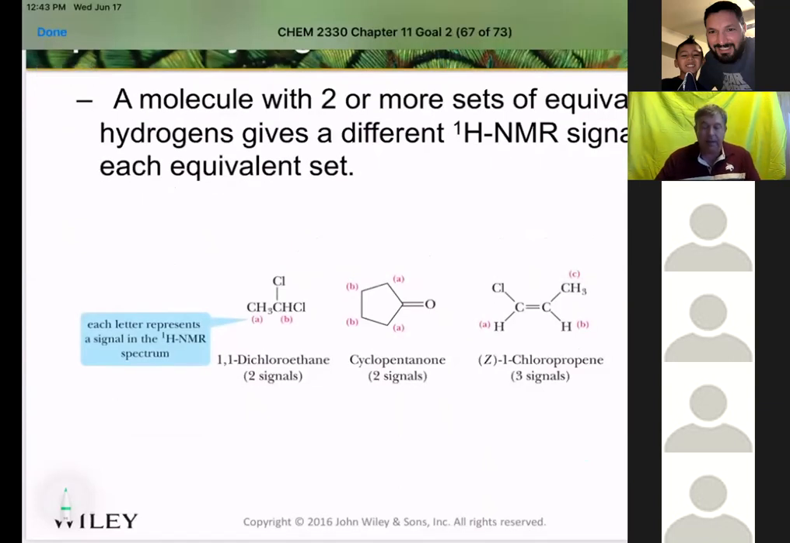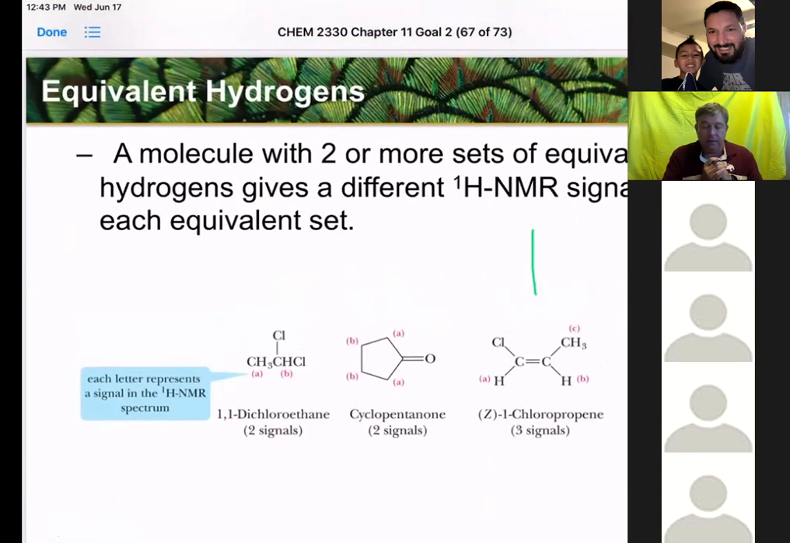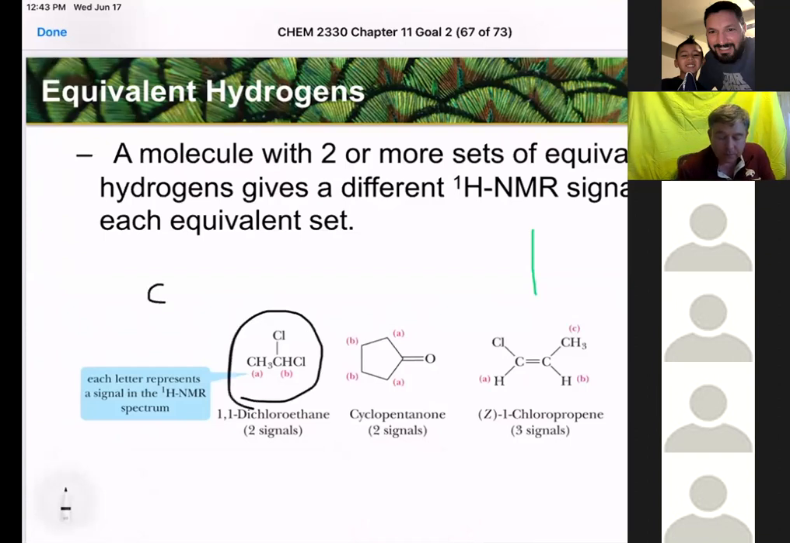So now we need to go to the idea of, let me pull this down here. Signals, okay? Number of signals we get is based on equivalent hydrogens. So we can compare the molecule with 2 or more equivalent hydrogens to different signals. Okay, so let's look at this one real quickly. And I'm going to draw this one right here. I'm going to redraw this one just to draw attention to a couple things.